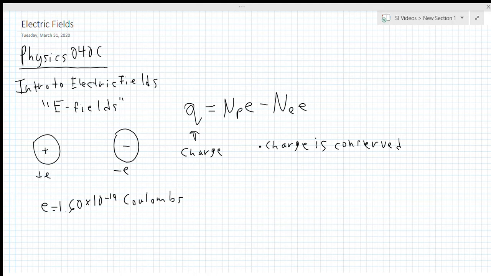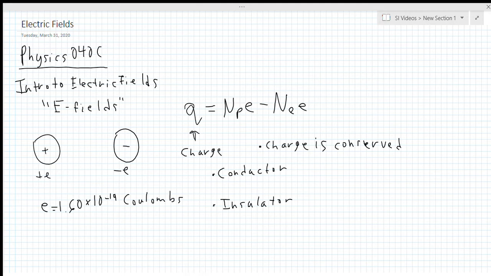There are two basic classes of objects that we talk about when observing charge and how it deals with it. A conductor and an insulator are the two classes of things with charges.